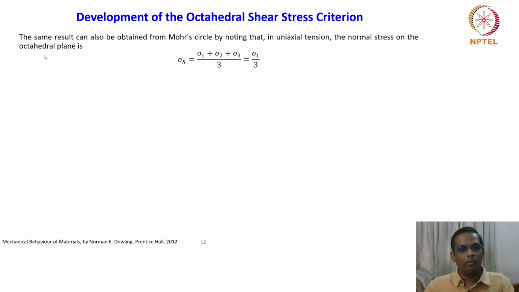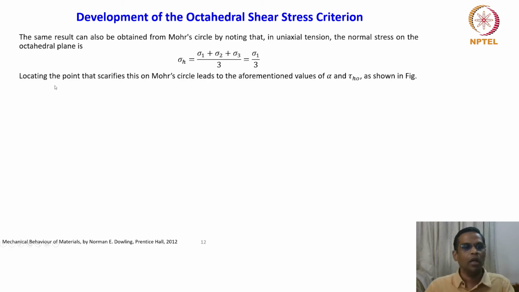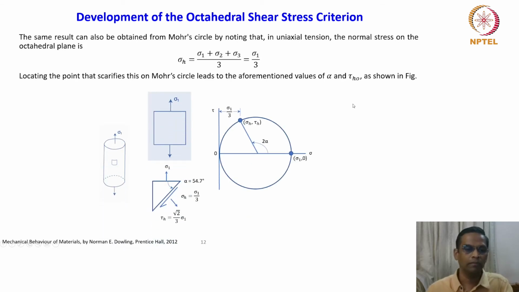So again, we will plug in all these values into the Mohr circle. The same result can also be obtained from the Mohr circle by noting that in uniaxial tension, the normal stress on the octahedral plane is nothing but sigma 1 by 3. Locating the point that satisfies this on the Mohr circle leads to the aforementioned values of sigma h and tau h. How do we do that?